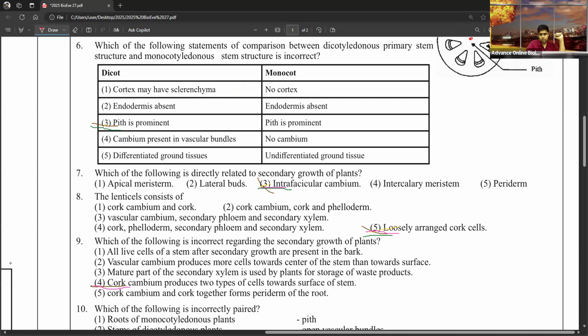So, cortex may have sclerenchyma, correct? No cortex, correct. Epidermis absent. Endodermis absent. Yeah, okay. In stem, you don't see any endodermis. Pith is prominent. This is wrong. Why? No pith for the monocot. Cambium present in vascular bundles. No cambium. Undifferentiated ground tissue, correct. So I'm taking the third as the answer.